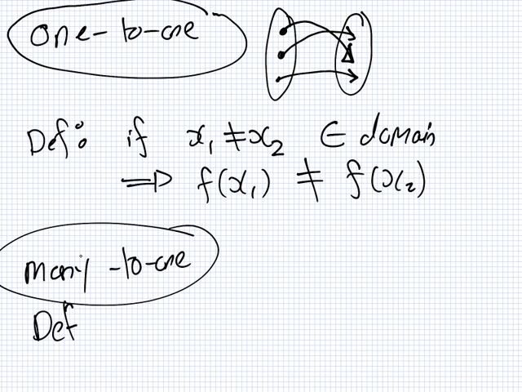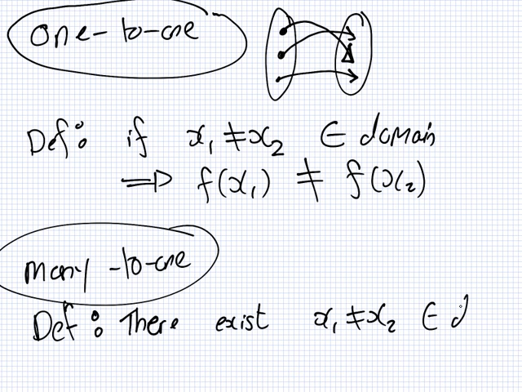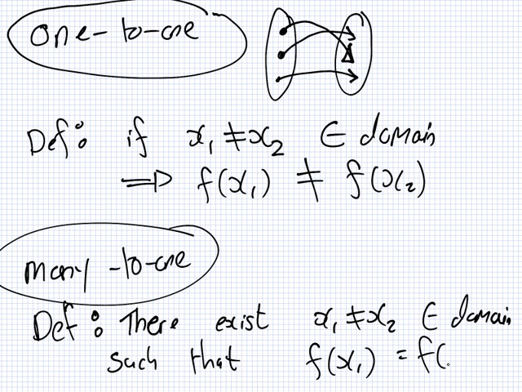Alright, many to 1. So, many to 1 means there exists an x1 not equal to x2 in the domain such that f of x1 equals f of x2. So it's the opposite: you can have two x's which are different, but you actually get the same answer. Examples: x squared. You could have 2 and minus 2. Same result.